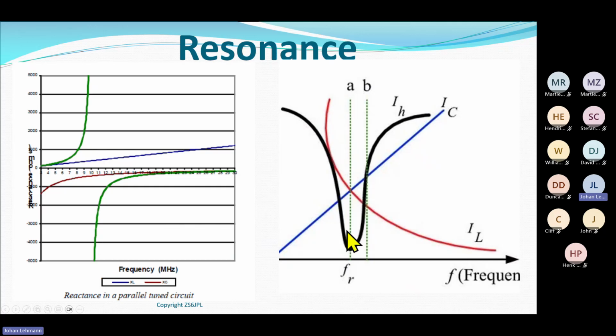This is just another graph to show you the same effect, where I've got the resonant point. My XL and XC values are identical to each other. Okay. And this now represents current. If you look at these symbols, it's actually current. This graph is in line with current.